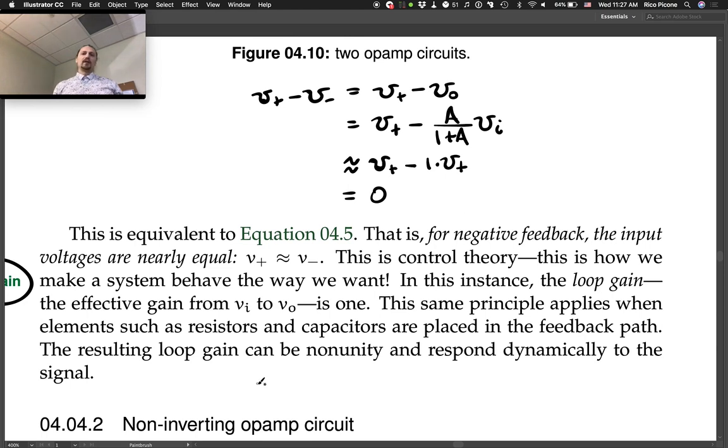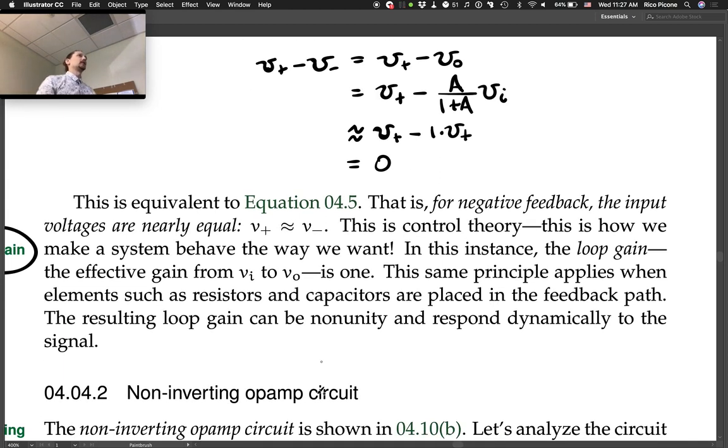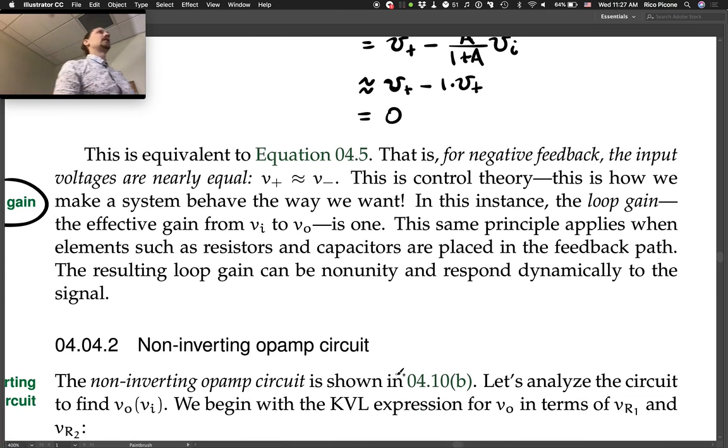The same principle applies when elements such as resistors and capacitors are placed in the feedback path. The resulting loop gain can be non-unity and respond dynamically to the signal when you put those other elements in the feedback path. So we'll see one more example of that, the non-inverting op-amp circuit where we put a resistor in the feedback path. But there are others where you put a capacitor in the feedback path, or an inductor, or some combination. And you can make the input-output behavior do all kinds of fun things, including differentiating a signal, integrating a signal, summing two signals. You can do all of these things with different variations.